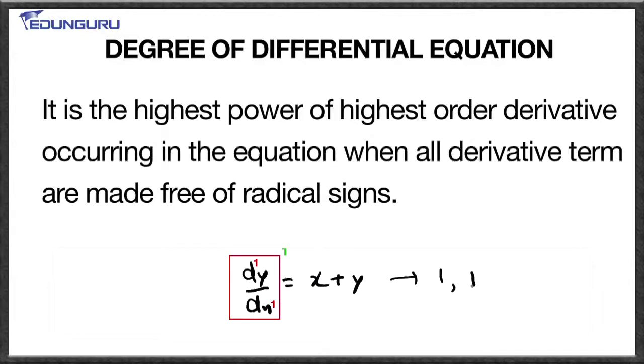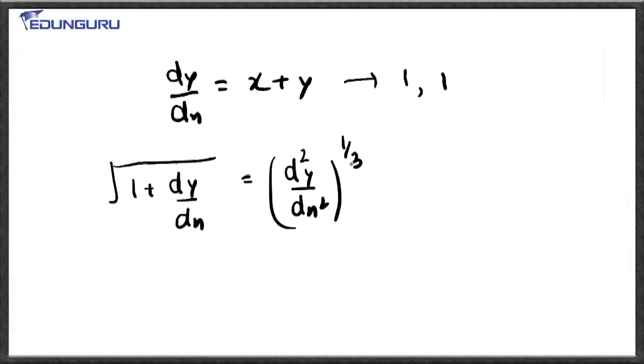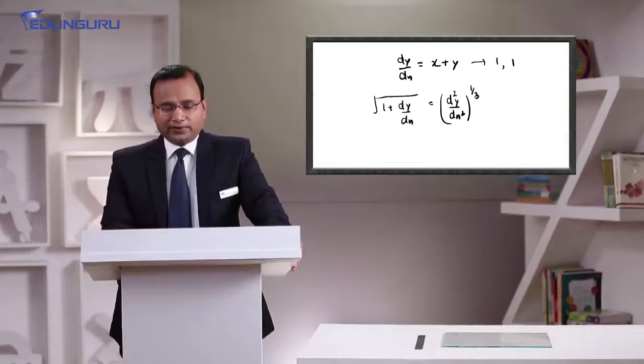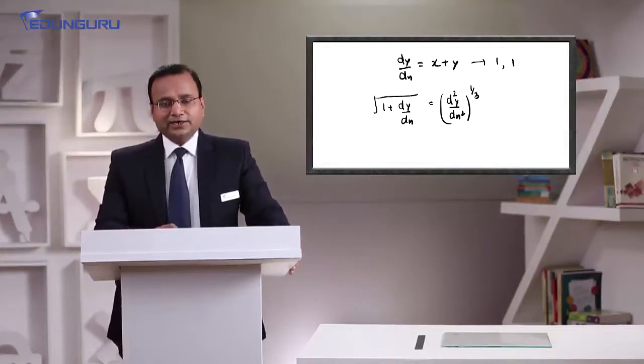Take one more. Suppose you have square root of 1 plus dy dx is equal to cube root of d2y dx2. Now you can see that the order of this differential equation, students, is 2. But what happens to the degree?